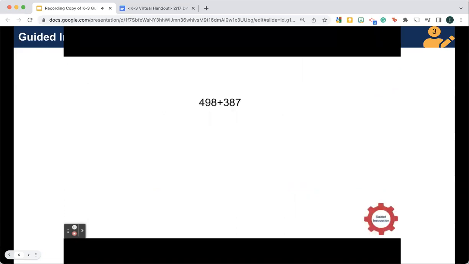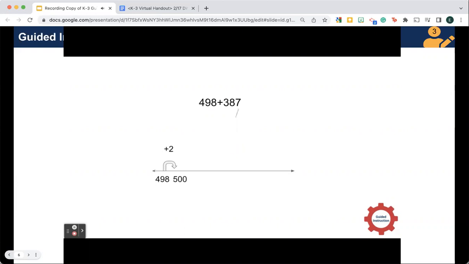Now we move into guided instruction. This is where we co-construct the learning. So I might put this problem up in front of my students and draw a number line and say to my class, what number might I put on the number line? Maybe a student will say 498, and I'll say, great. And how could we make that number a more friendly number to work with? And someone might say, well, if we hop 2, we'll get to 500. Great, that's much easier to manage.